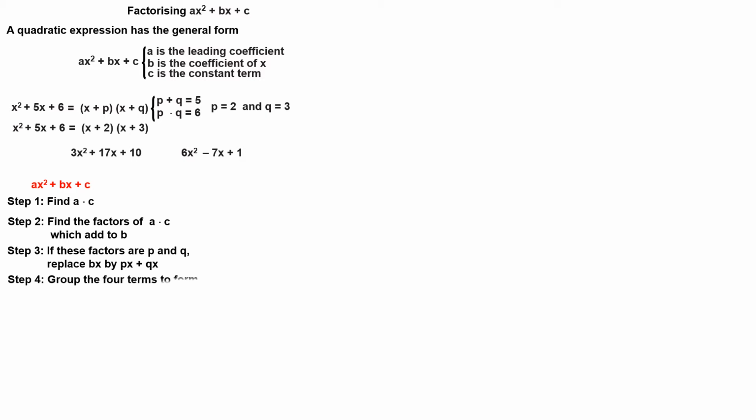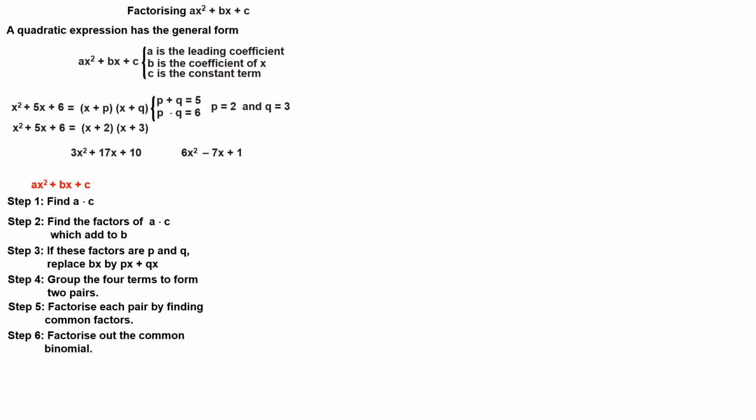Step 4. Group the four terms to form two pairs. Step 5. Factorize each pair by finding common factors. Step 6. Factorize out the common binomial. Let's see how it works. Let's factorize this trinomial.